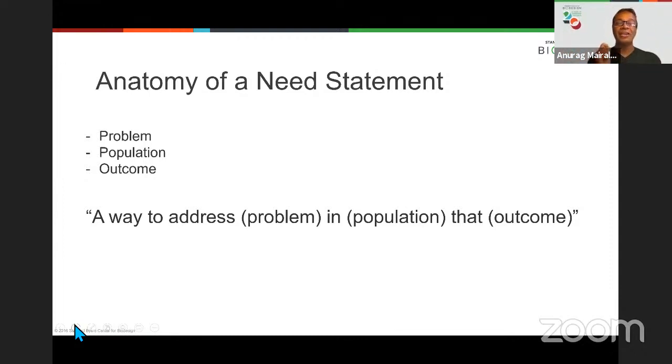If you cannot articulate your problem in a needs statement, that means you're not really understanding your problem well enough. It's a great tool to figure out whether you're on the right track or not. But even if you don't come up with a needs statement, do think about what problem you're solving. Do think about which population you're solving it for, and do think about what outcome you ultimately want. That's why I'm just repeating it. If this is the only thing you take away from this entire session, my job is done.